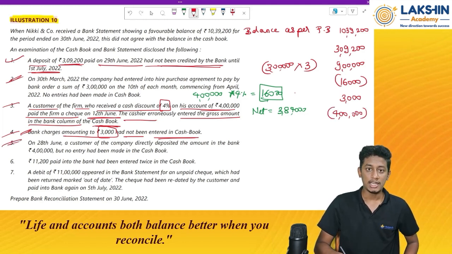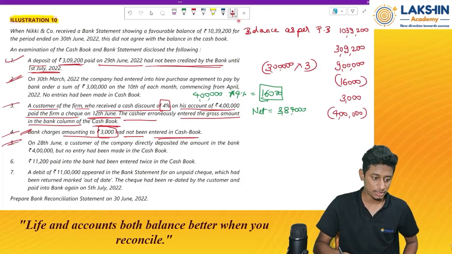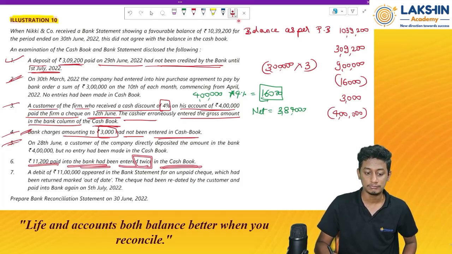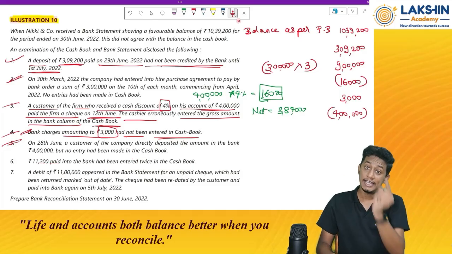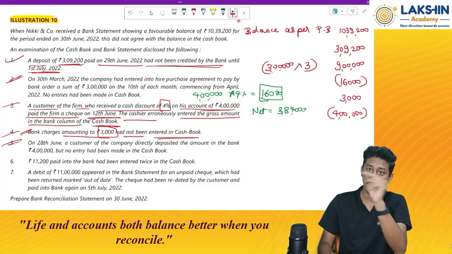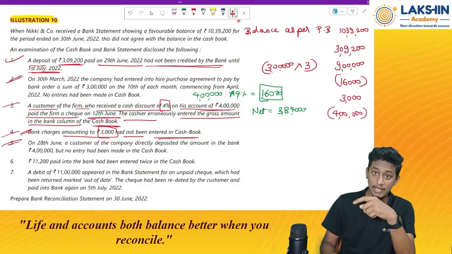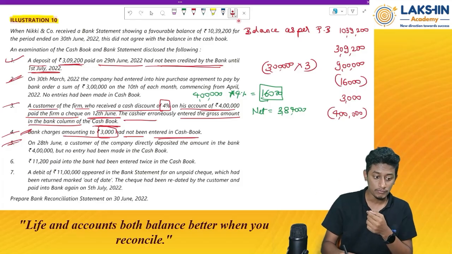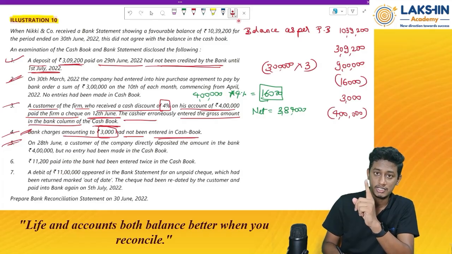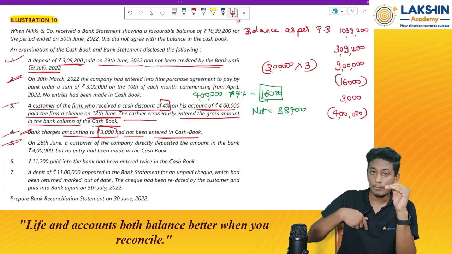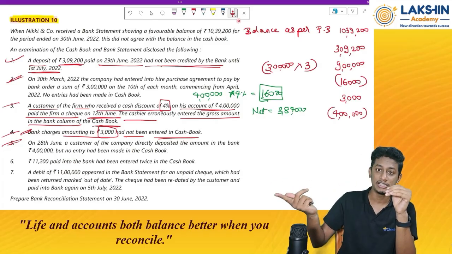Now, 11,200 paid into the bank has been entered twice in the cash book. I have paid into the bank. Not withdrawn. I have paid into the bank. That means it's a deposit. So always remember, English grammar is really important while you look at the questions. Remember this, okay? So I have paid into the bank. That means I have deposited some money into the bank account, right?